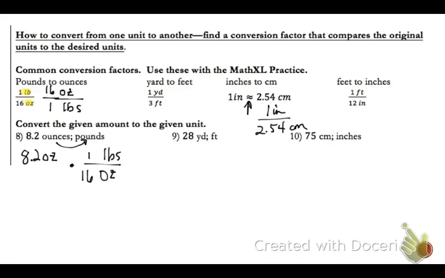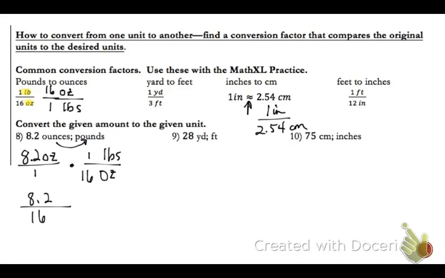Now I can rewrite my 8.2 as a fraction. And then you just use the skill that you have to multiply fractions across. So you go straight across, you have 8.2, and then 1 times 16 is 16. Now look at your units. So any numerator can divide out with any denominator.